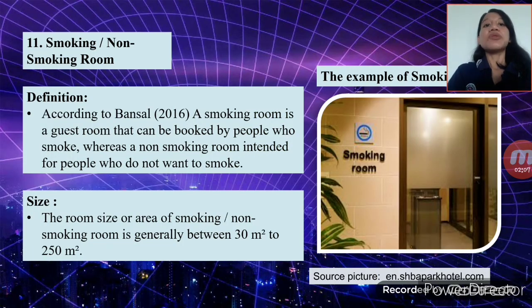Next is smoking or non-smoking room. According to Bansal 2016, a smoking room is a guest room that can be booked by people who want to smoke, whereas a non-smoking room is intended for people who don't want to smoke. And the room size or area of smoking or non-smoking room is generally between 30 meters square to 250 meters square. And as you can see on that slide, there is the example of a smoking room.